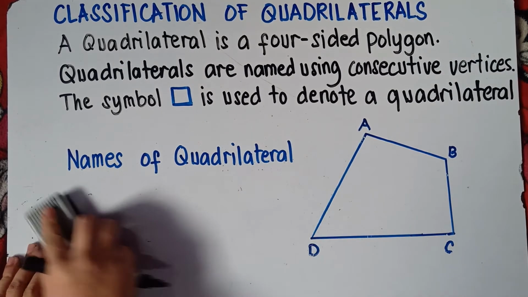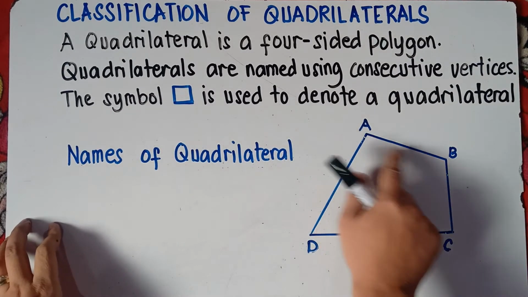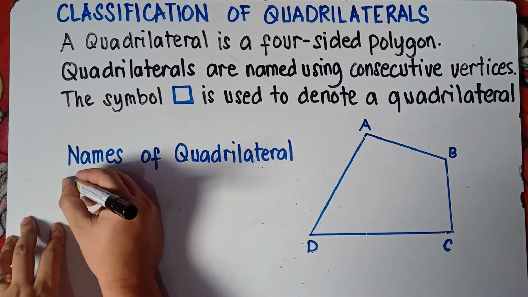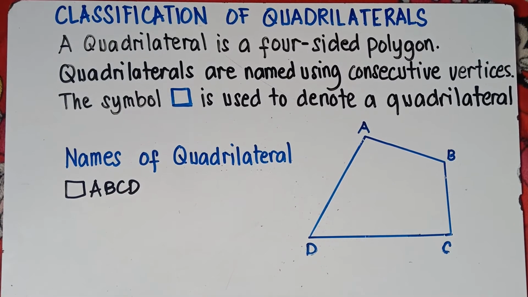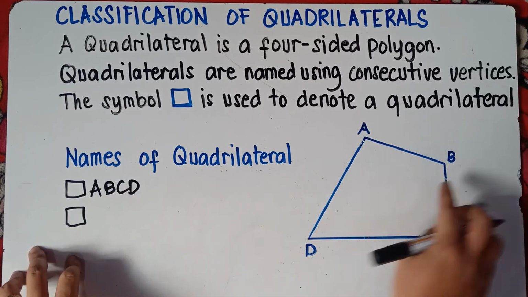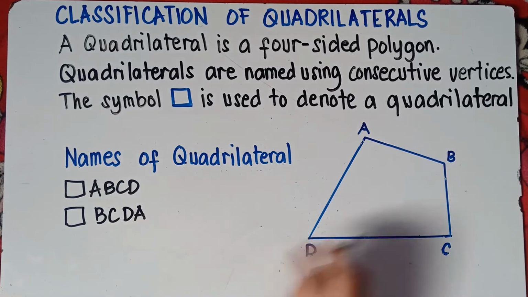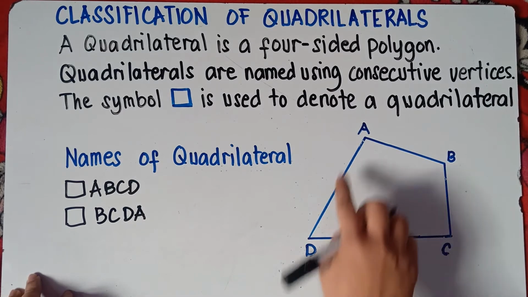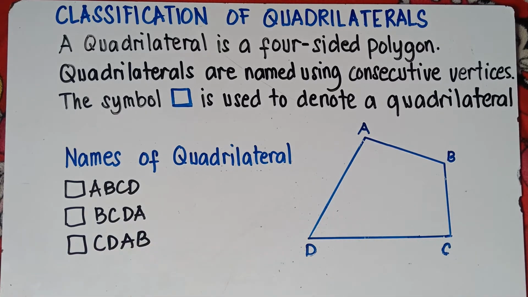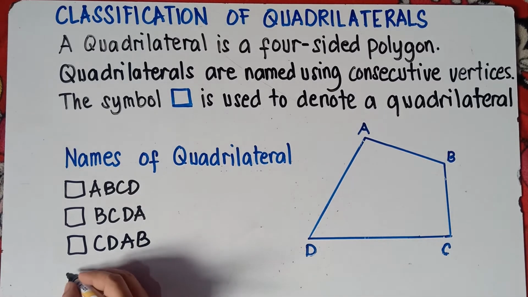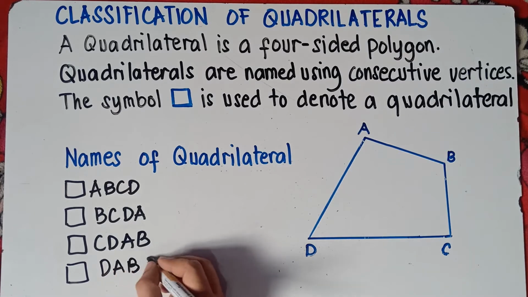Alright, so let's name this one, class. Help me with this. Naming this illustration, we can name this quadrilateral A, B, C, D. What else, class? Yep, we can name this quadrilateral B, C, D, A. What else? We can name this quadrilateral C, D, A, B. Alright, we can also name this quadrilateral D, A, B, C.